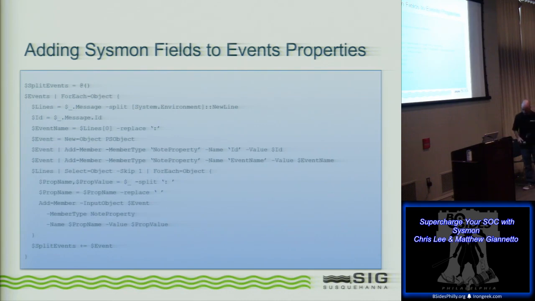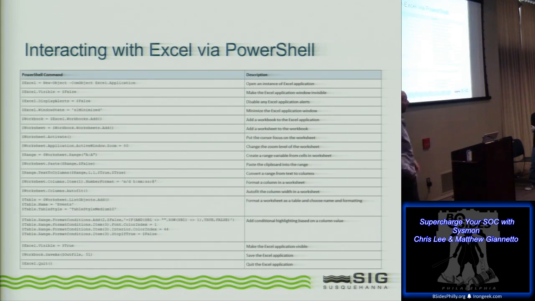But this is a function that takes that raw payload and extracts out the key value pairs and adds them as properties in PowerShell so that you can work with them as objects. This is just a cheat sheet of how we interface with Excel programmatically with PowerShell. Again, it's all built in. You don't need to download any additional libraries or anything to do this.